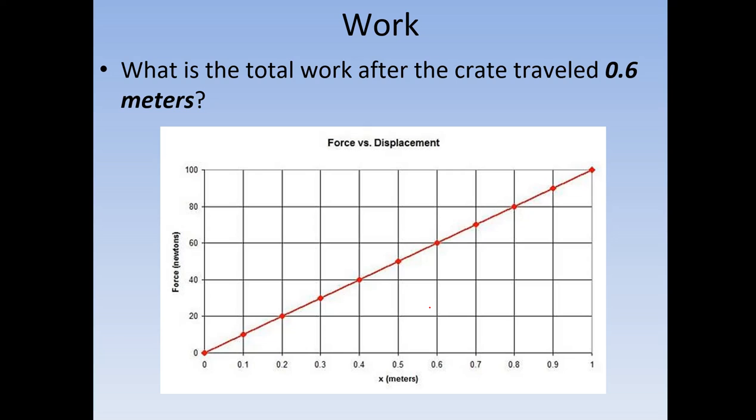So here it is. We could ask ourselves, we push this car for 0.6 meters. What's the total work? So again, we do the area. We make a triangle shape. The area of a triangle is going to be half base times height. Our base in this case would be 0.6. The height would be 60. So plugging it all in, we do 0.5 times 0.6 times 60, and we get 18 joules. Again, if you just did 60 times 0.6, you would not get the correct answer.